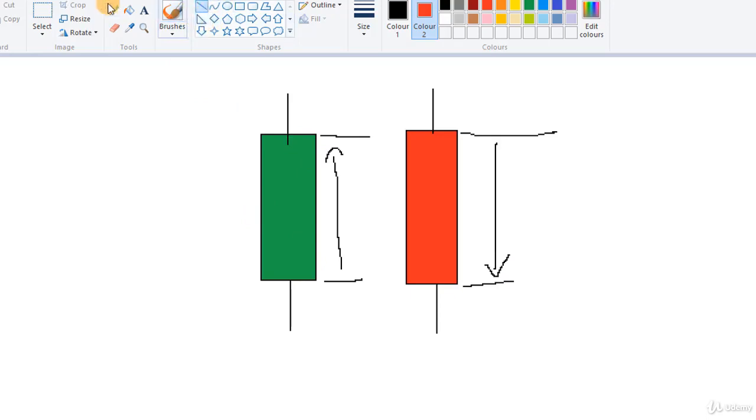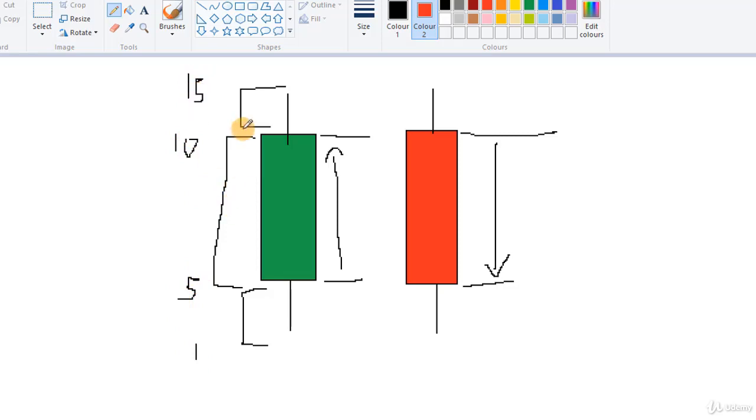Now let's talk about other things. This whole thing is the candle body, and these two parts right here are the wicks of the candle. So what do these mean? Let us assume that this is a 10, this is a 5, this is a 1, and this is a 15. In a green candle, you already know that the price opened right here. So it means that the market opened at the $5 price right here, and it closed at the $10 price.